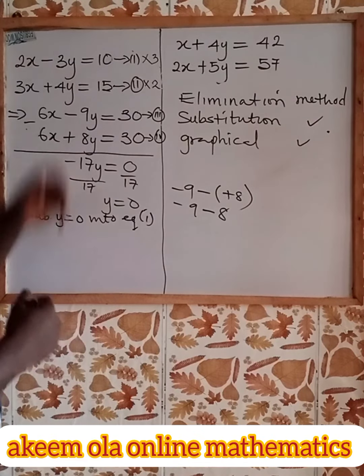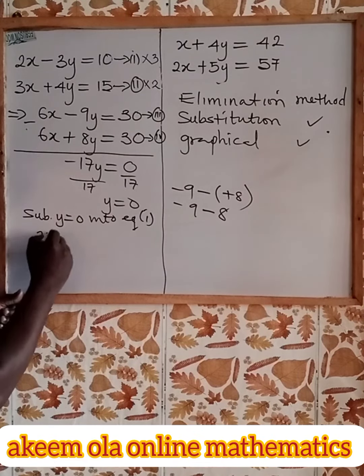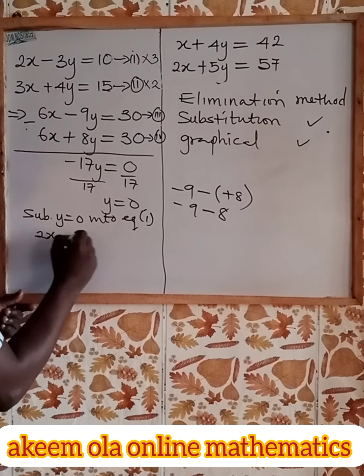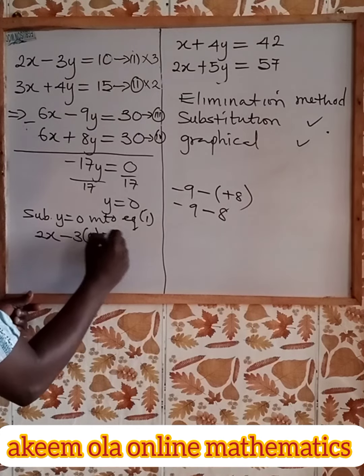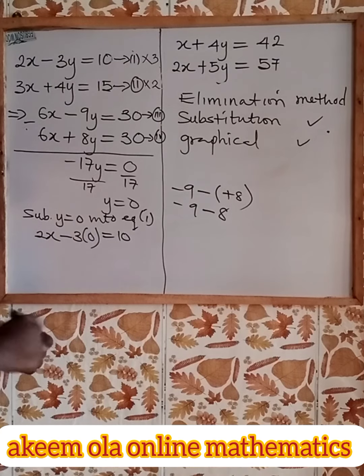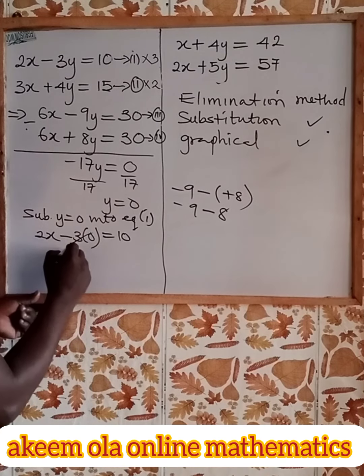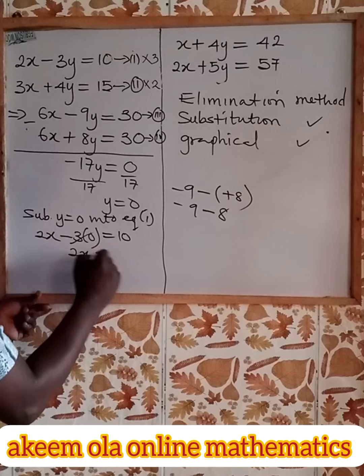And look at this equation 1. I have 2x minus 3y. That means I'm going to have 3 into 0 is equal to 10. 3 times 0 will give us 0. So this one is out of it. We are now left with 2x is equal to 10.